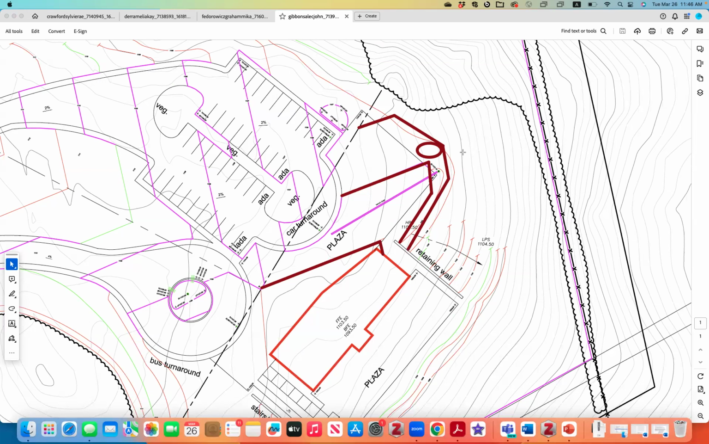So I'm trying to see which contour number this is. I remember this being 8. Seems like this is 8. And that should be 7. And if this is 6, yeah, we're just about running out of space there.